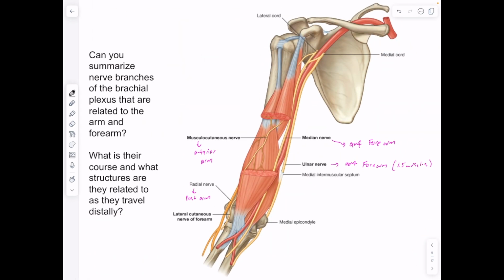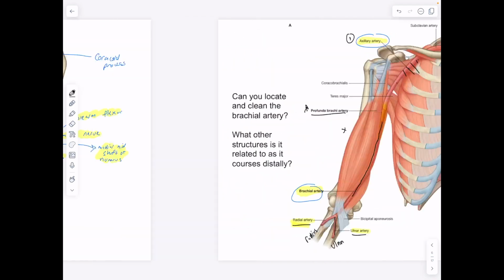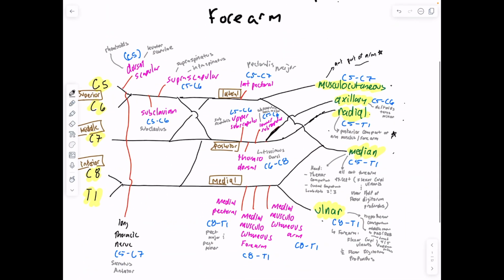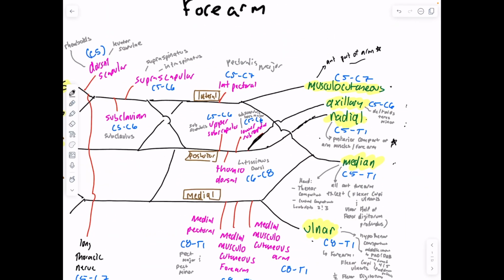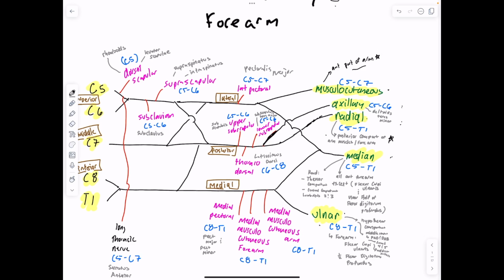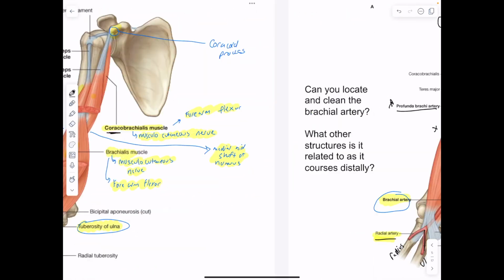All right, nerve branches from the brachial plexus. We went over the brachial plexus at the very beginning, but these five branches, the terminal ends of the brachial plexus, are going to innervate the different parts of the arm. So musculocutaneous, the anterior part, axillary, radial, median, and ulnar. So let's get back to that.